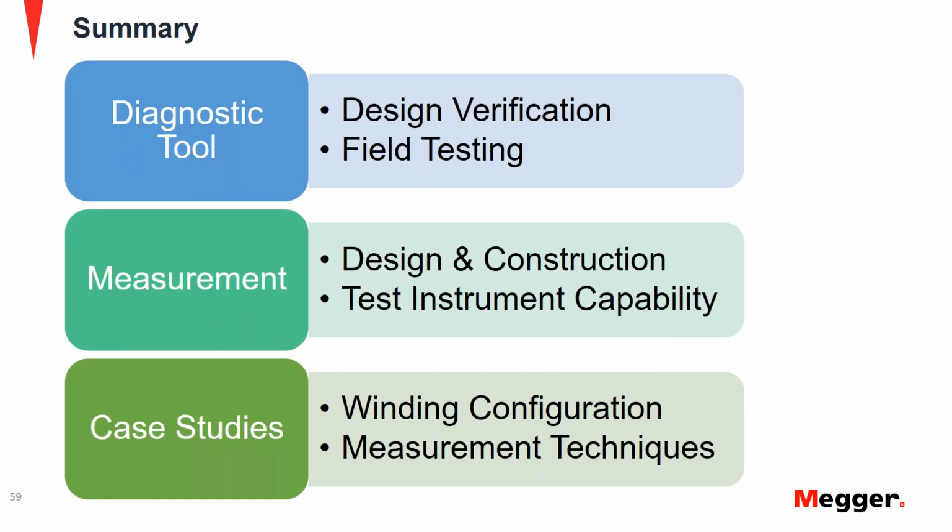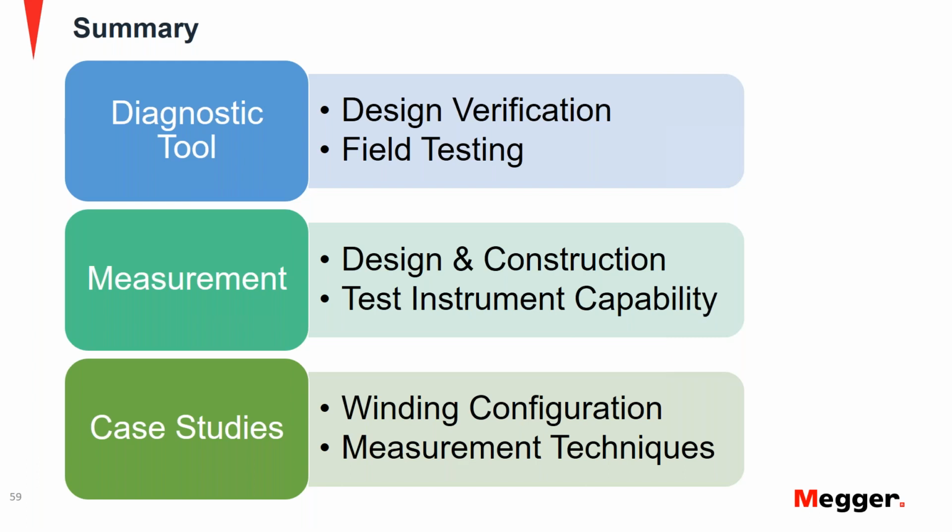Remember that winding resistance is a diagnostic tool, and it can be used several times through the life of a transformer. It can be used right at the design and manufacturing stage for design verification, and it can also be used for commissioning testing while the transformer is new and ready to be installed, or even throughout its service life, where it's tested periodically for maintenance. And winding resistance measurement depends on the design and construction of the transformer, as well as the capability of the test instrument you are using.